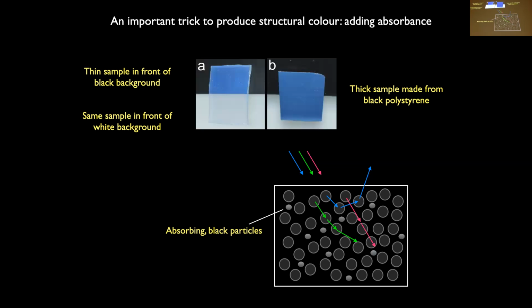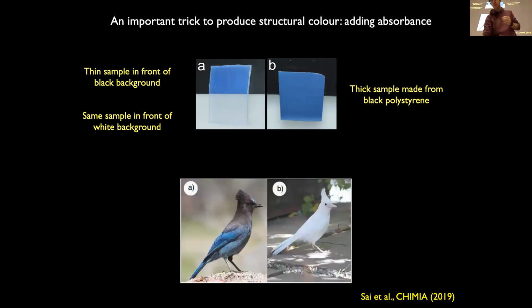But the other light will go down. It will slowly scatter, but because of these black particles, it will be absorbed before it can come back out the top. So if you take something like a piece of polystyrene, add in some of these black particles, and make the structure on top of it, we do actually start to get blue materials. And that type of material doesn't look white if I stick it on a white background, because it's got the absorber inside of it.